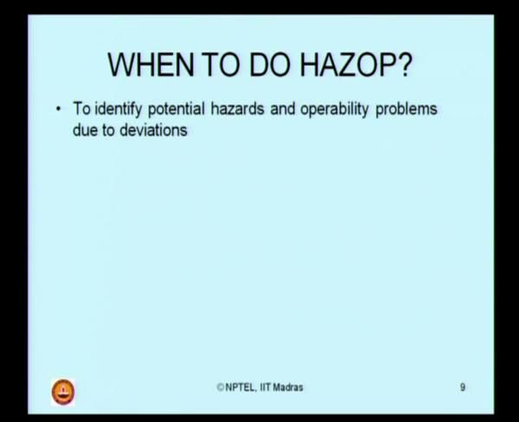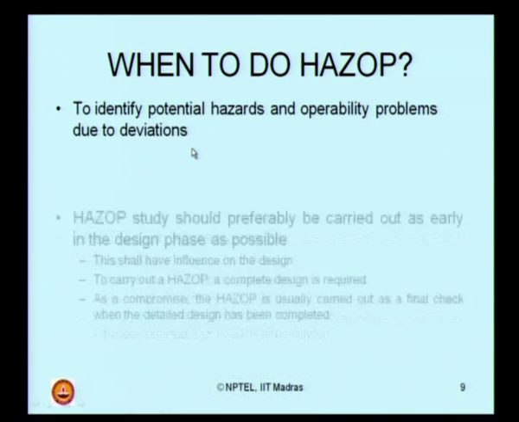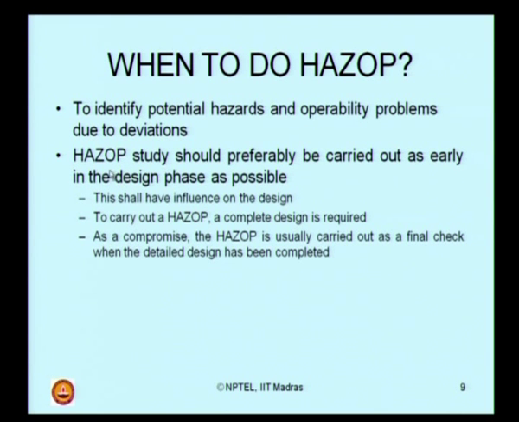Hazop is generally done if you want to identify the potential hazards and operability problems which may arise due to deviations in the design intent of the plant. Hazop study should preferably be carried out as early in the design phase as possible, because if you carry out Hazop study in the early stage itself, that is in the design phase itself, this shall have a very high influence on the design. It can correct the errors which can otherwise get unnoticed or which can become noticeable only during the process.